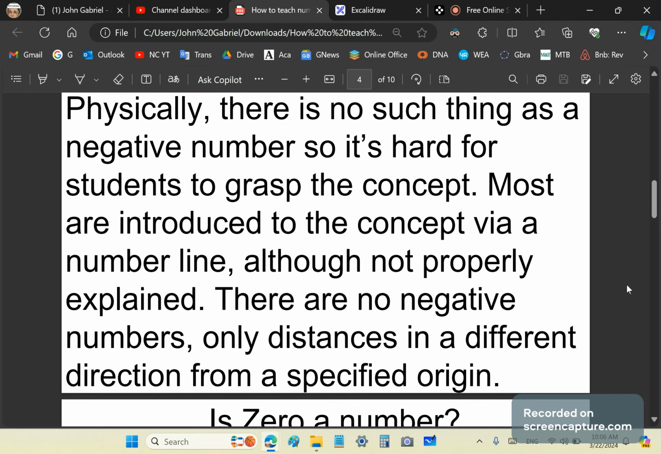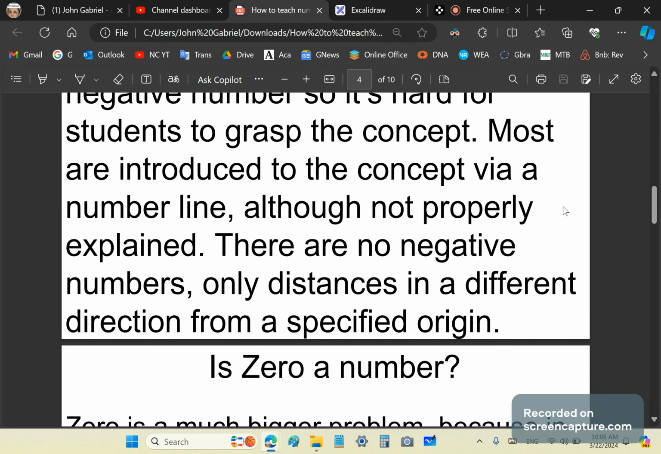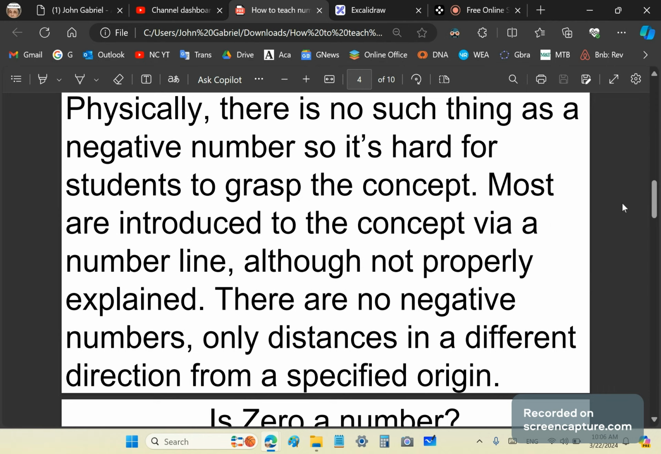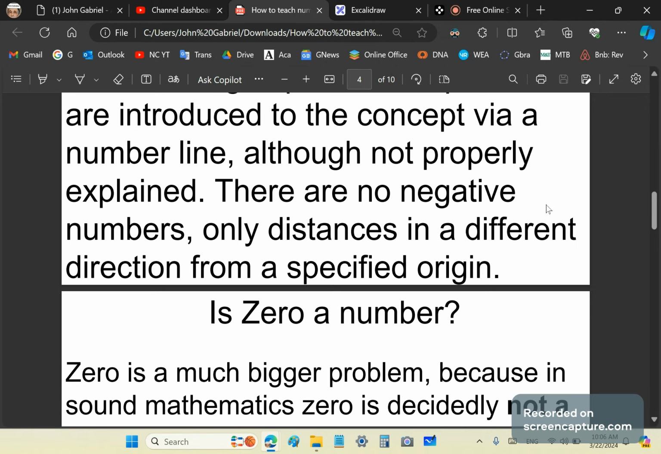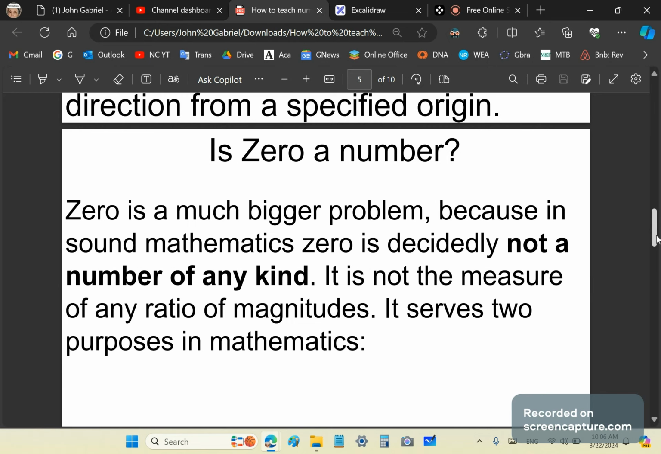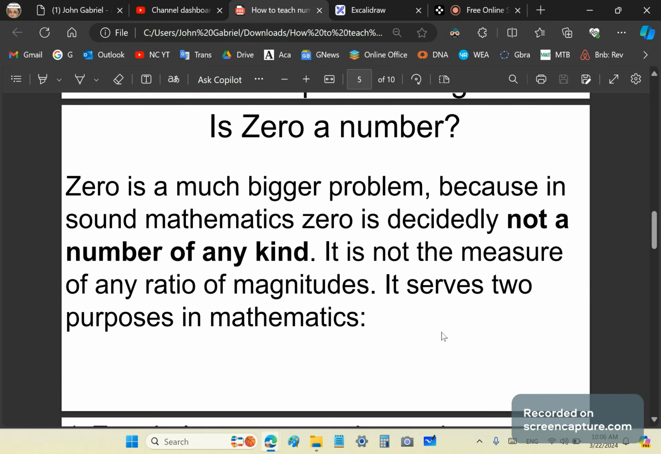So there are no negative numbers, only distances in a different direction from a specified origin. And when we put the minus sign in front, that's all it indicates, okay? So it makes sense almost to call them negative numbers because they have that extra attribute. But one could also say, well, ordinary numbers have that extra attribute too, because there's a default positive sign in front of a number, right? So those operators become unary operators, in other words, they act to add an extra attribute to number. So 0 is a much bigger problem because in sound mathematics, 0 is not a number of any kind, okay? It's not a measure of any ratio of magnitudes.